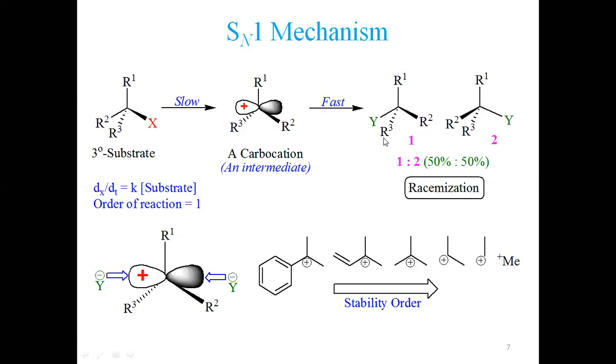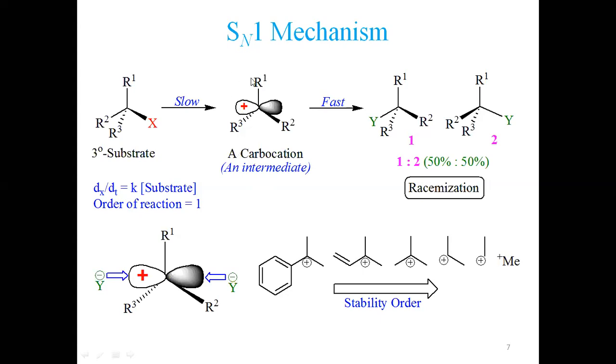I have made a contrast in three ways. First, kinetically they are different. In SN2, we get first order with respect to substrate and first order with respect to nucleophile. But here it is first order with respect to substrate and zero order with respect to nucleophile. The second difference we have seen: SN2 involves the formation of a transition state.